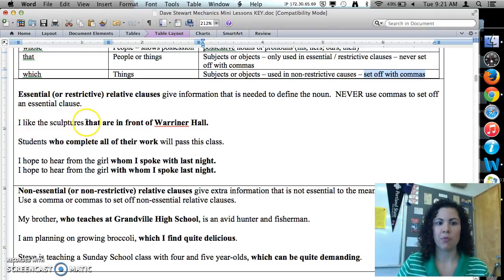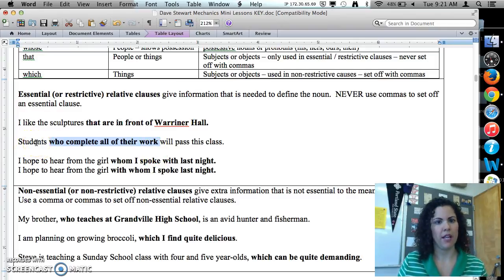So I like the sculptures that are in front of Warrior Hall. If I just said, I like the sculptures, you'd be like, what sculptures? What are you talking about? When you define it, that are in front of Warrior Hall, I know exactly what you mean. That's why it's essential, because you must have this in order for the first part of your sentence to make sense. And then I have students who complete all of their work will pass the class. Again, I couldn't just say students will pass the class. You'd be like, what students? Who would pass the class? The ones who complete all their work.